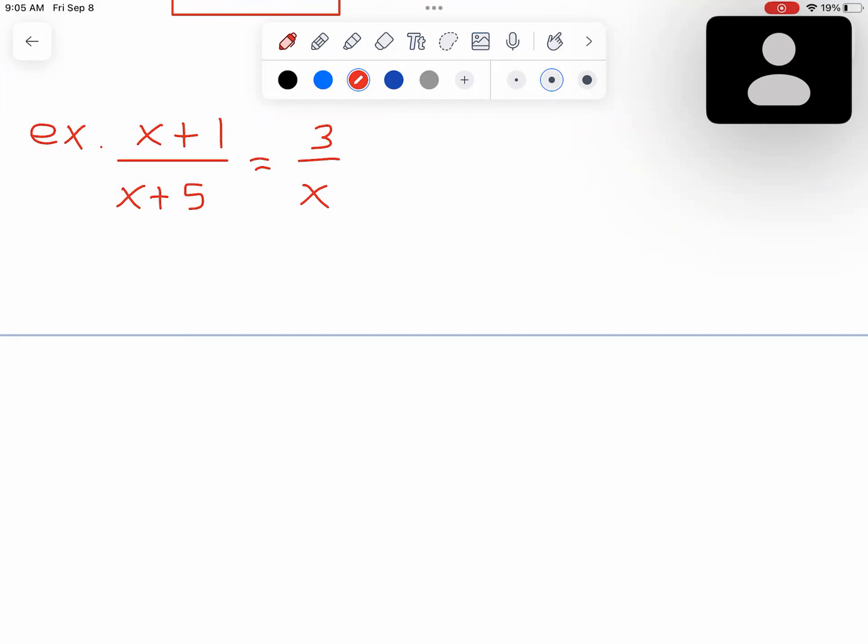Looks the same. Our process is going to be the same. We're going to cross multiply just like before. So I am going to do 3. I'll put my equal sign. 3 times x plus 5.